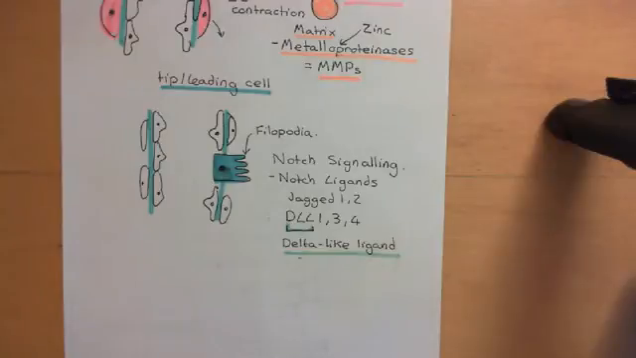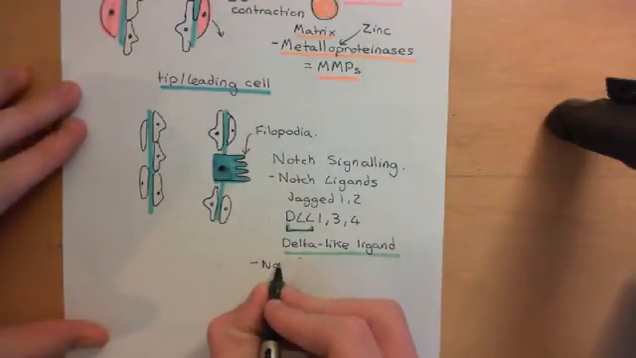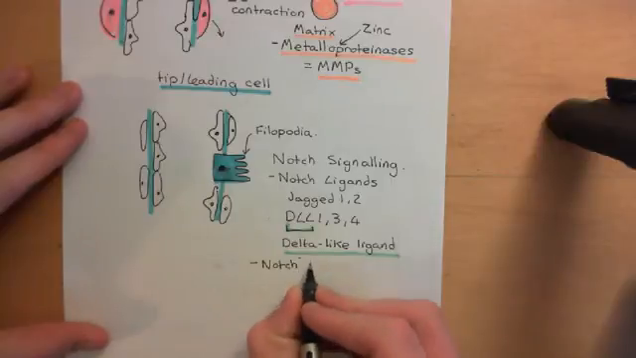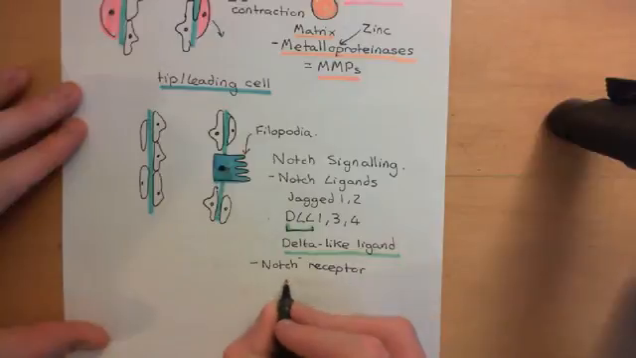Now, the other component of notch signaling then is the notch receptors, which bind to the notch ligands. There are 4 different notch receptors, and they are just called notch 1 through to notch 4.